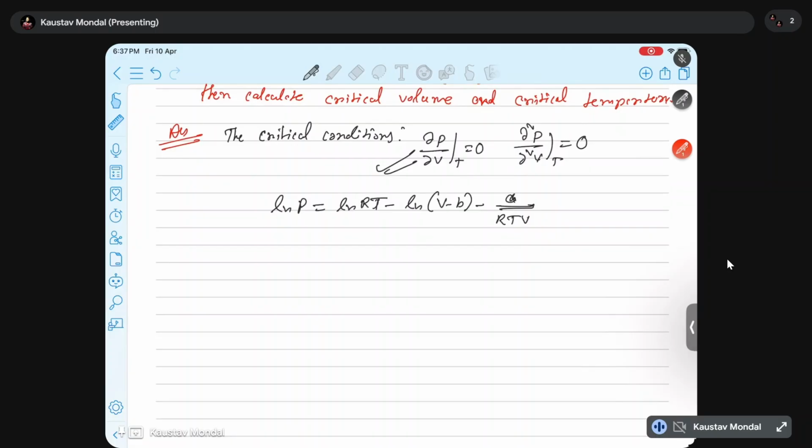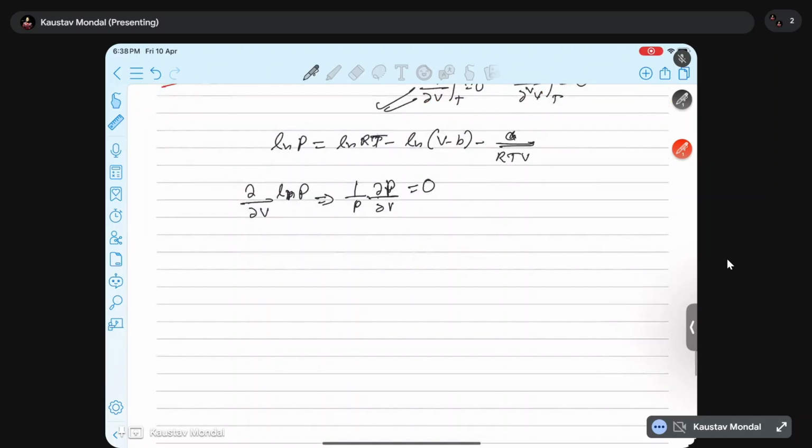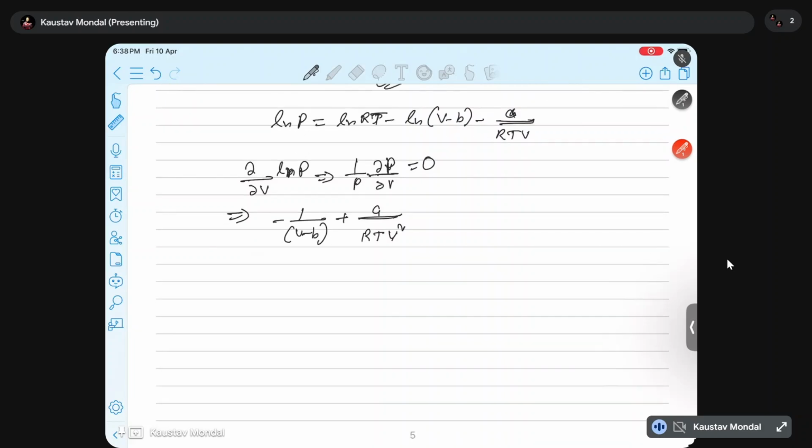So now if you take the derivative, del P/del V is equal to 0. Del ln P/del V is also equal to 0, because del ln P/del V is nothing but 1/P del P/del V, right? So since del P/del V is 0, this term will also be equal to 0, right? So you can take this also as 0. So this would be simply, 1/RT is 0. So the second term will be minus 1/(V minus b), taking the derivative of ln, plus a/RTV square, right? Since V is in inverse, so this will be equal to 0.